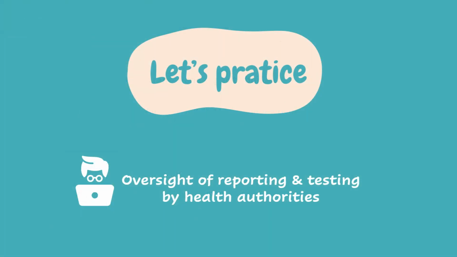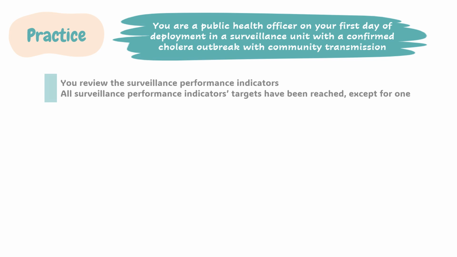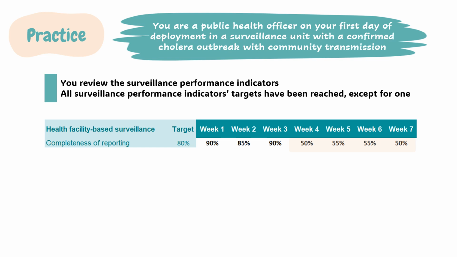Let's practice with a case study to better understand how health authorities routinely oversee reporting and testing. In this scenario, you are a local health authority officer on your first day of deployment to support local health authorities in a surveillance unit with a confirmed cholera outbreak with community transmission. You start by reviewing surveillance performance indicators. You notice that all surveillance performance indicators targets have been reached in recent weeks, except for one indicator. The completeness of health facility-based reporting has been below the target since week 4.